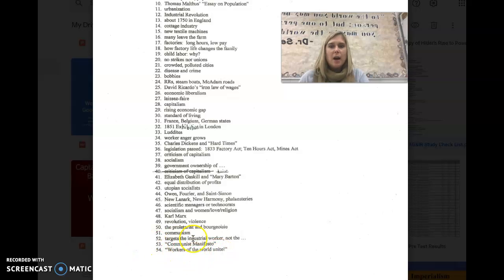Famous last line of the pamphlet Communist Manifesto is "Workers of the world unite. You have nothing to lose but your chains." Remember, he co-wrote this with Engels. So go back, of course, and look over anything that y'all added. I gave y'all the PowerPoint to copy that off of, and I talked a little bit about those.